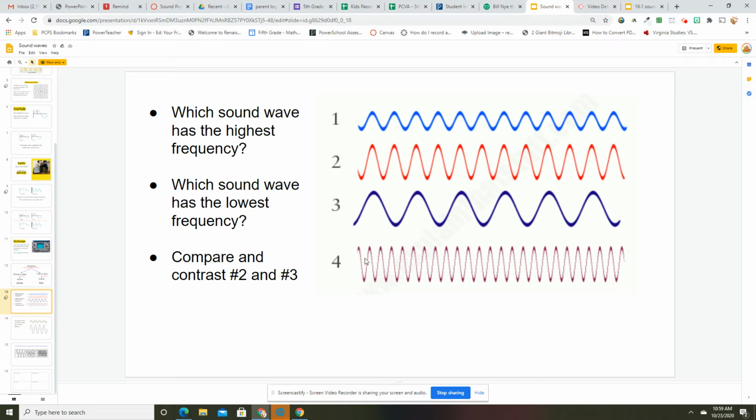Just comparing 2 and 3 even, the wavelengths are shorter. There's less distance between the two wavelengths right here on number 4 than there would be on number 2.